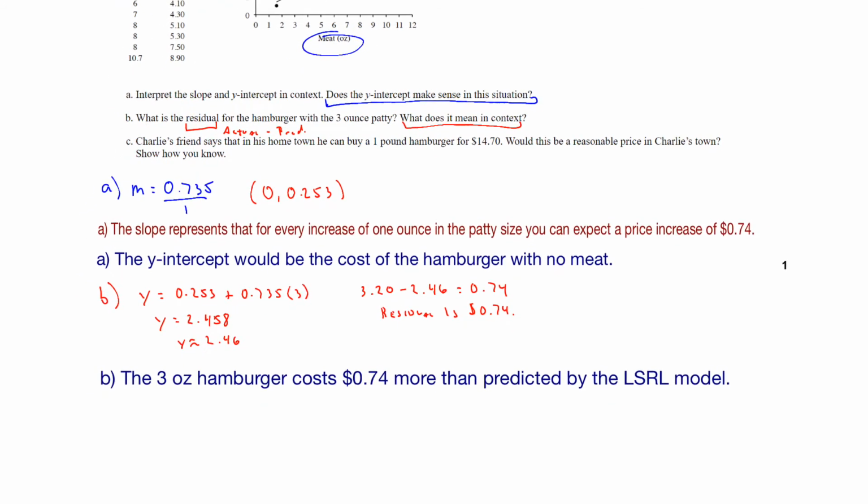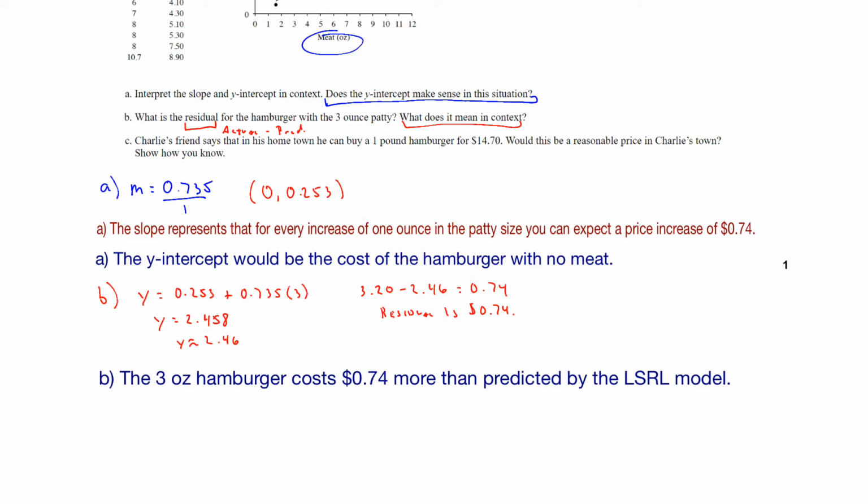All right, part C. Charlie's friend says that in his hometown he can buy a 1-pound hamburger for $14.70. Would this be a reasonable price in Charlie's town? Show how you know. So we're going to use the least square regression line model to predict what a 1-pound hamburger would be. But remember, since we're measuring in ounces, we need to convert 1 pound to ounces. So 1 pound is 16 ounces. So we're going to use our line, y equals 0.253 plus 0.735, and we're going to plug in 16 ounces and see what the predicted cost would be. And we get a cost of $12, rounded to the nearest cent would be $12.01. So the predicted model is saying that a 16-ounce hamburger would cost around $12. And Charlie's friend is saying that he's buying it for $14.70.